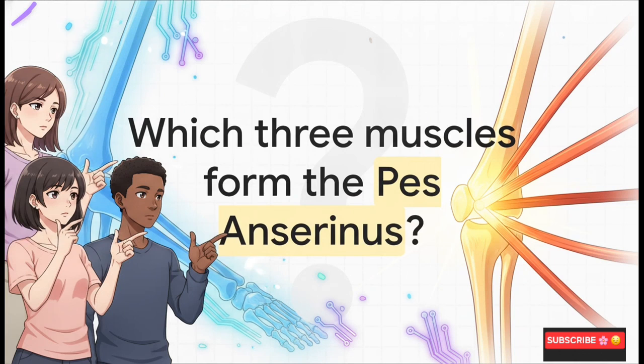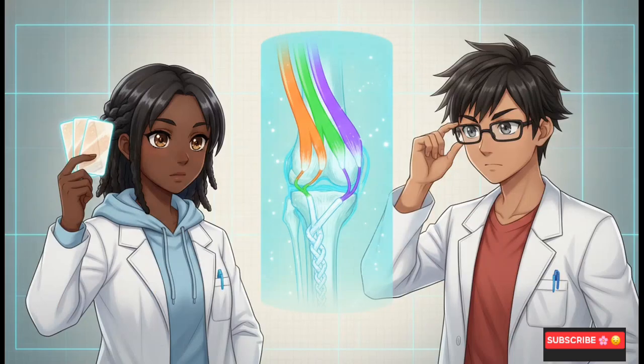All right, before we wrap up, let's pause for some rapid active recall. Let's test that exam readiness. Based on what we just covered about the medial compartment, can you name the 3 specific muscles that merge to form the pes anserinus? Take a second to think about it. Got it? The correct answer is the sartorius, gracilis, and semitendinosus.